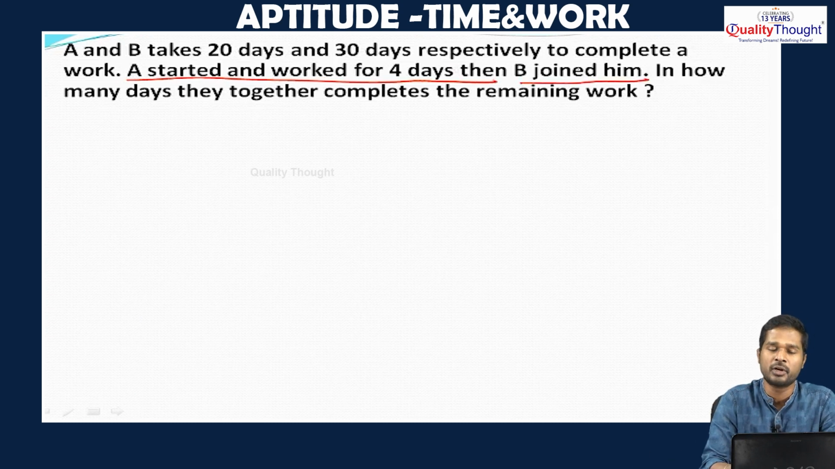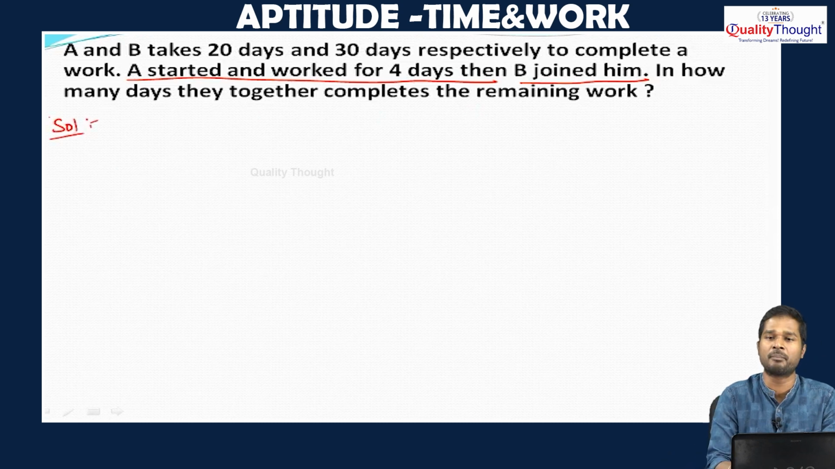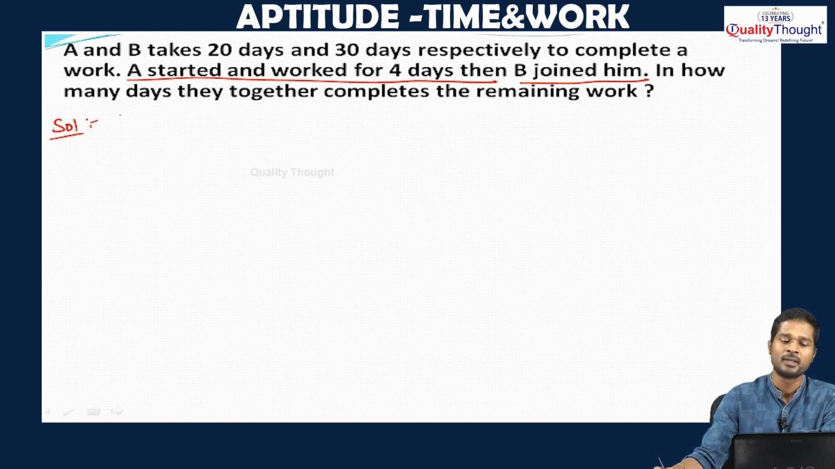That means after 4 days, both A and B are working. In how many days will they together complete the remaining work? There is a traditional method you can use to find out. First find the work completed by A in 4 days. From that find the remaining work. Now together you can calculate the days to complete the remaining work. But here we will see an equation method and another shortcut method. You can check the traditional method we did in the previous question.